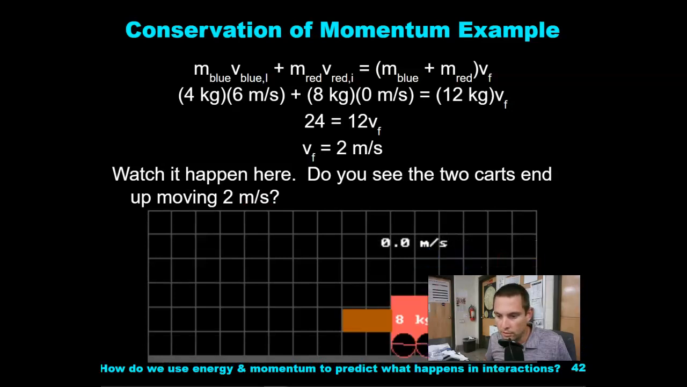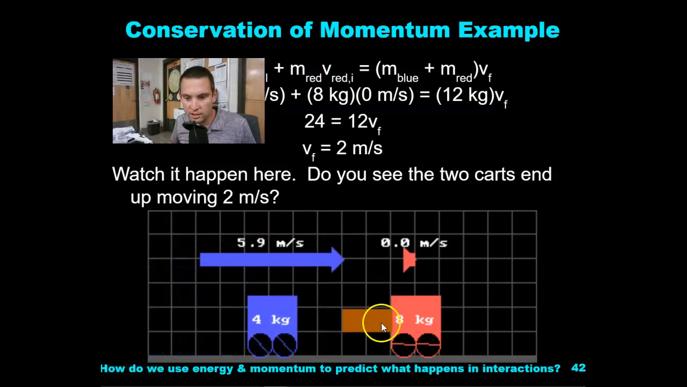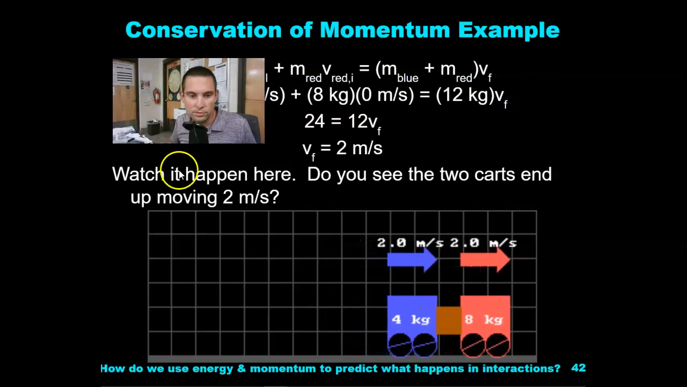Here we go with a little cartoon. 6 meters per second, hitting something at rest, and they both come to 2 meters per second.